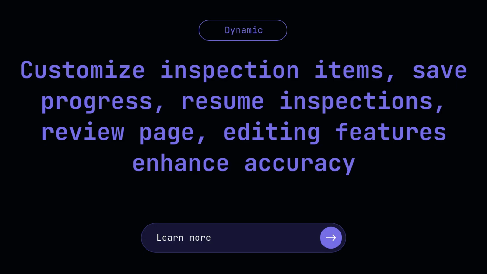Dynamic checklists allow customization of inspection items. Save progress and resume inspections if interrupted. A review page shows all inspected items. Editing capabilities ensure accuracy. This flexibility enhances the inspection process.